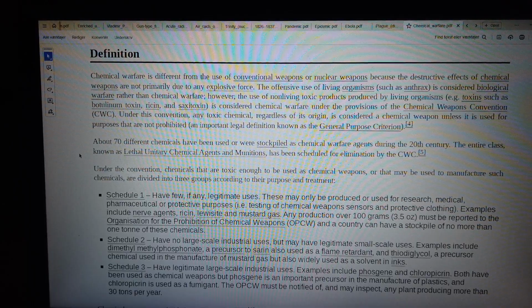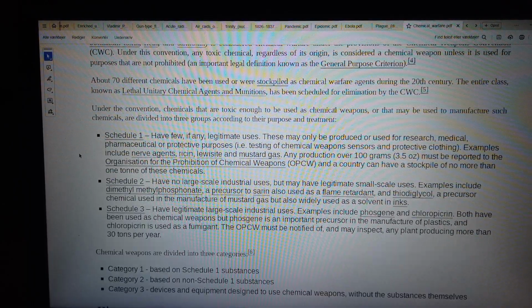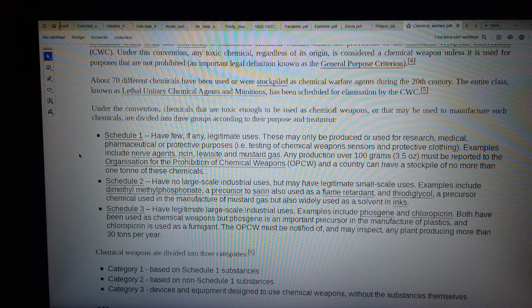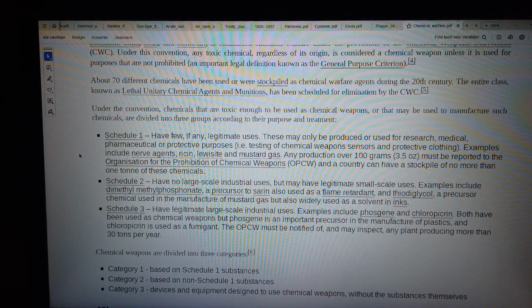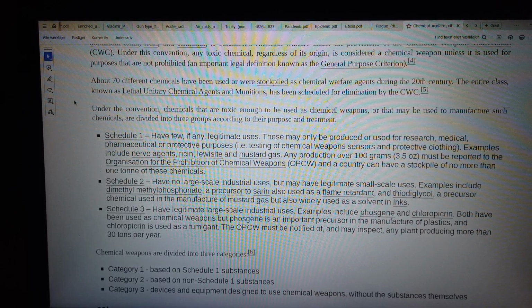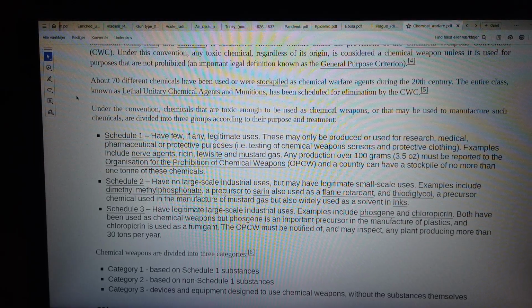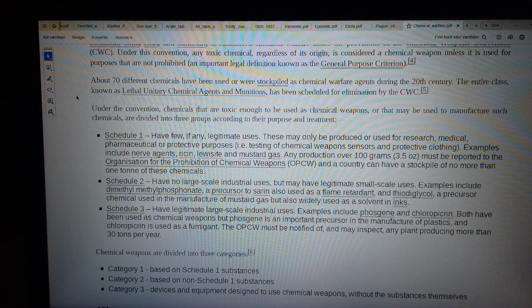About 70 different chemicals have been used or were stockpiled as chemical warfare agents during the 20th century. The entire class known as lethal unitary chemical agents and munitions has been scheduled for elimination by the CWC. Under the convention, chemicals that are toxic enough to be used as chemical weapons, or that may be used to manufacture such chemicals, are divided into 3 groups according to their purpose and treatment.